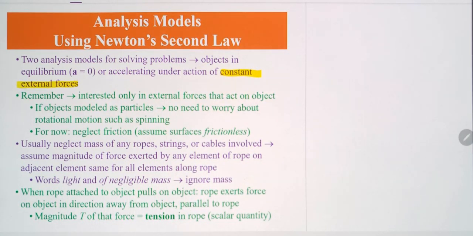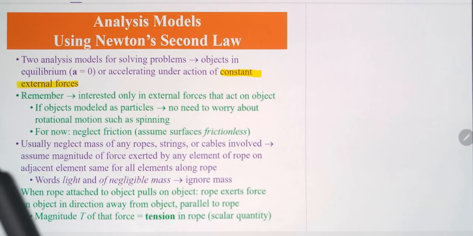When we solve with Newton's second law, we have two situations. The first situation, either acceleration is equal to 0 or acceleration under the action of a constant external force. Meaning either a is equal to 0 or a is equal to a constant. These are the two cases that we will deal with using Newton's second law.